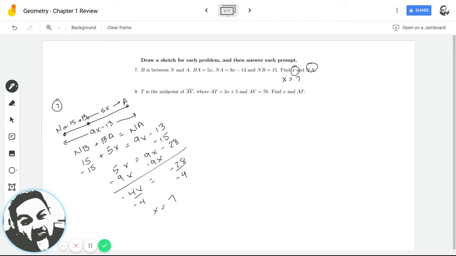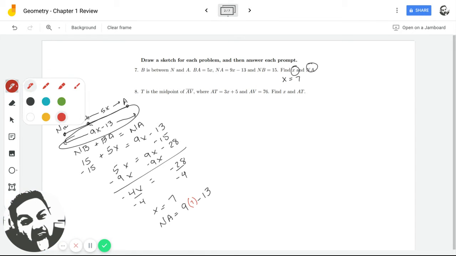But now we need to answer the question, what is NA? Now NA is from there to there, right? So 9x minus 13. So I'm going to write NA is equal to 9x minus 13. Now, if you leave your answer like that, you're kind of a bonehead because you know what x is. There's no reason to write a variable. Why not just write in what x is? So we're going to write in 7. All right, no boneheads. So we go 9 times 7 is 63 minus 13 is 50. So we just found out that NA is equal to 50. And that's question number 7.